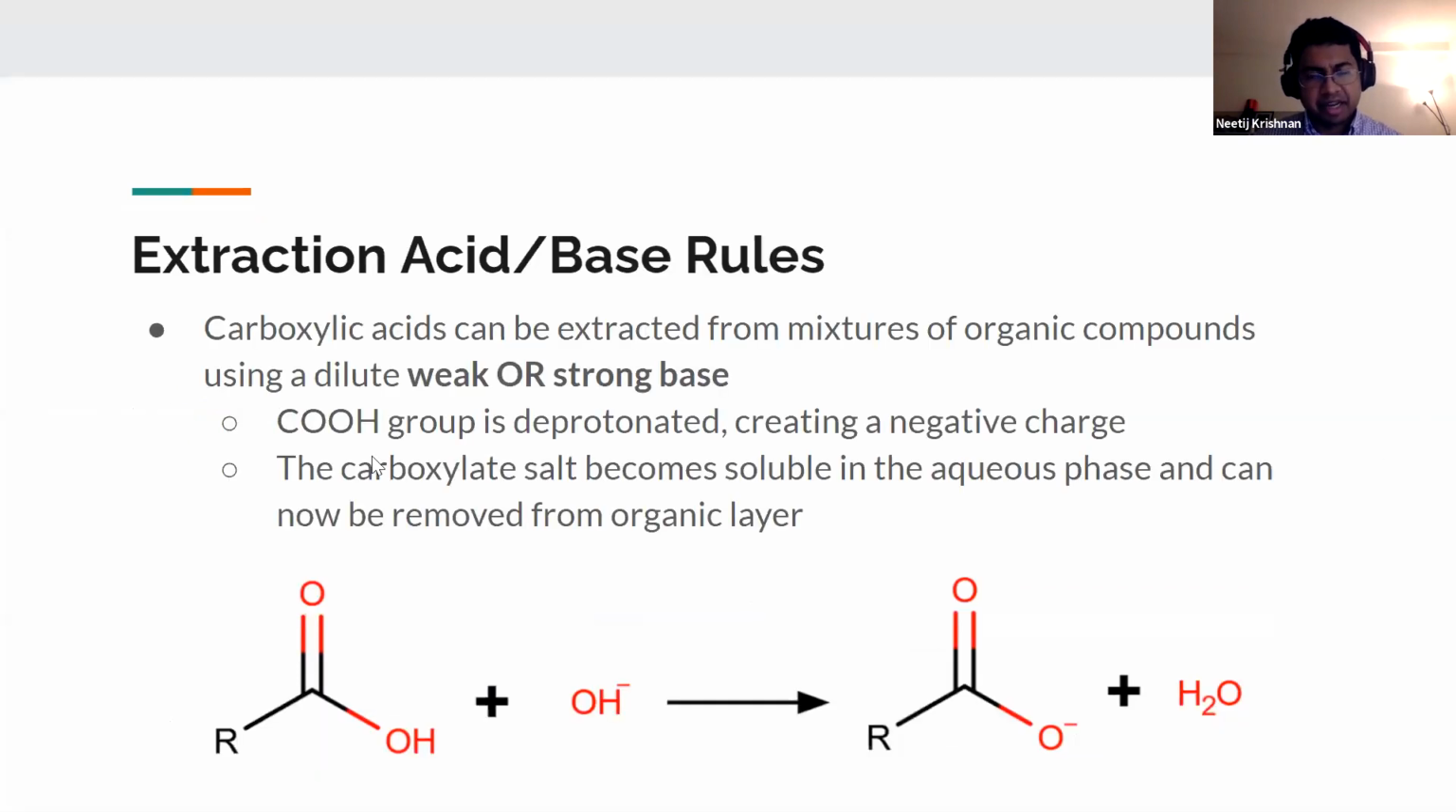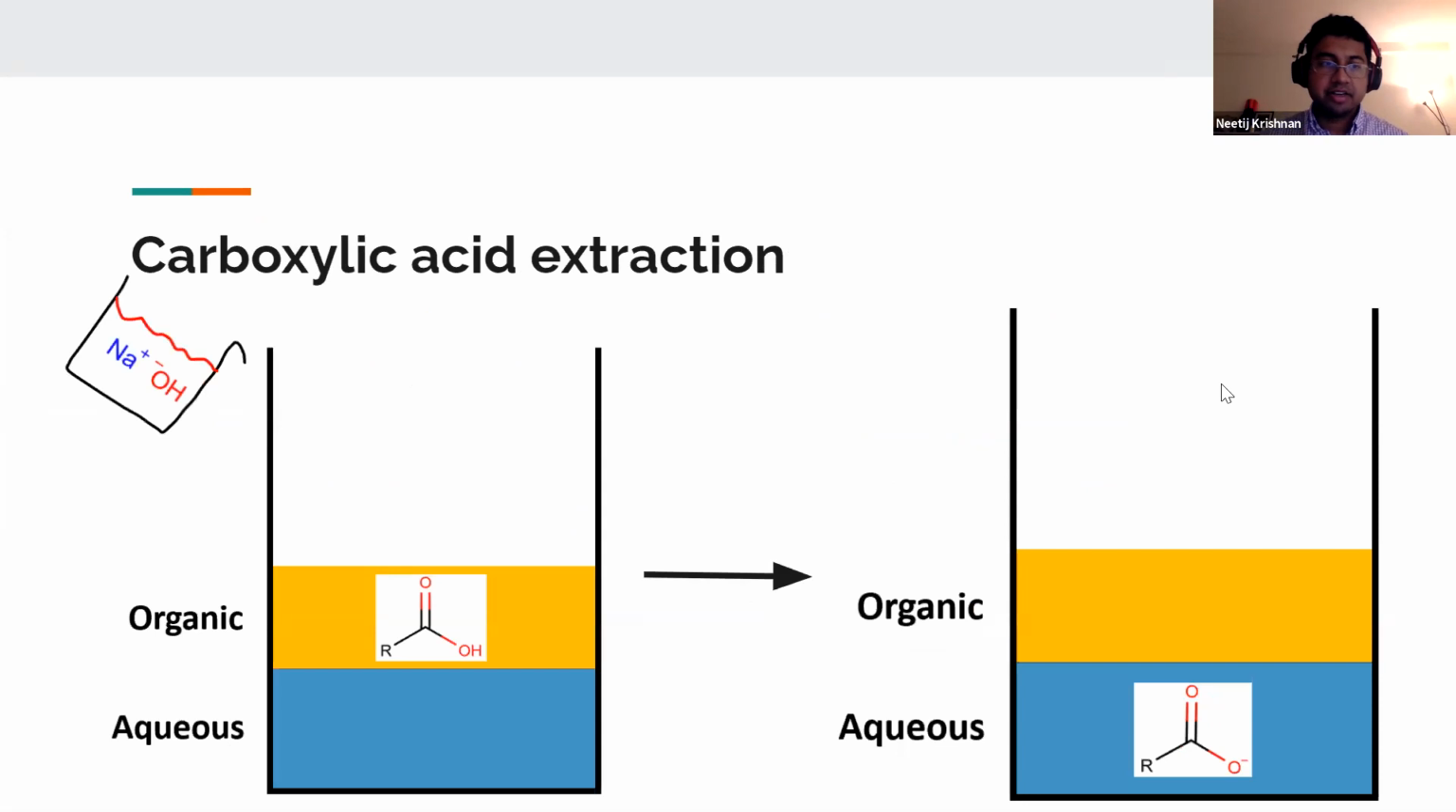Now, acidic compounds, specifically carboxylic acid, can be extracted using a dilute weak or strong base. And so the COOH group is deprotonated, giving it a negative charge, and then the carboxylic acid goes from being soluble in the organic layer to being much more soluble in the aqueous layer. And you can see that here. It goes from organic to aqueous with the addition of base.